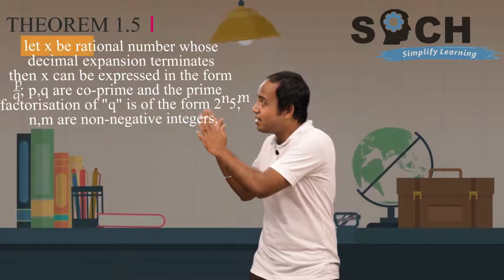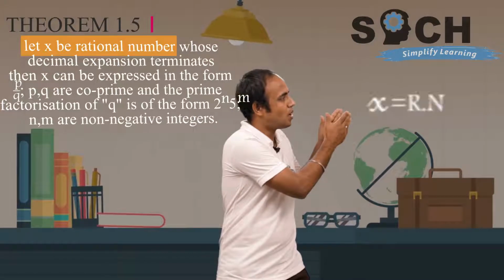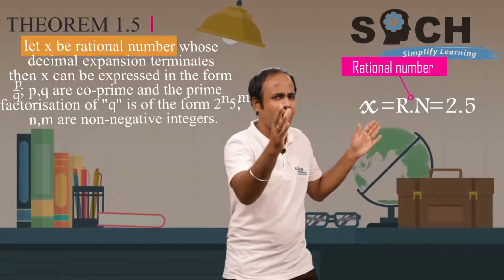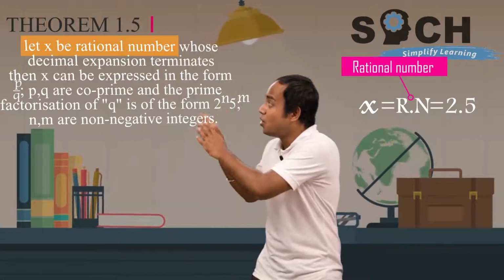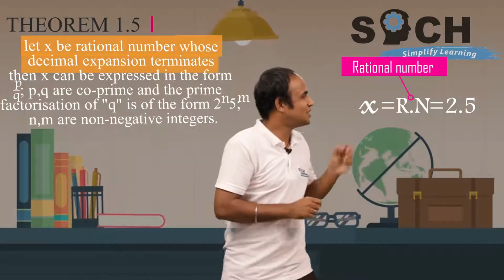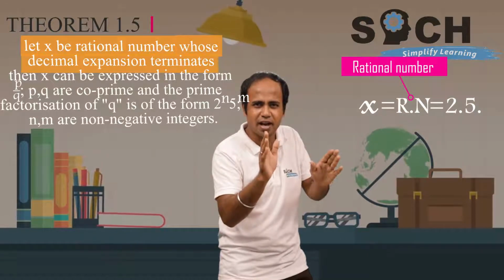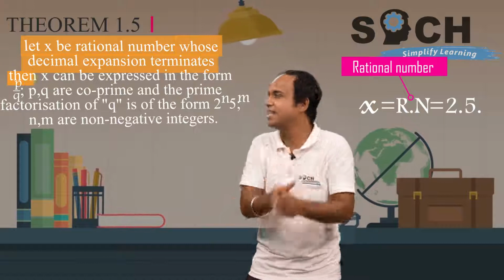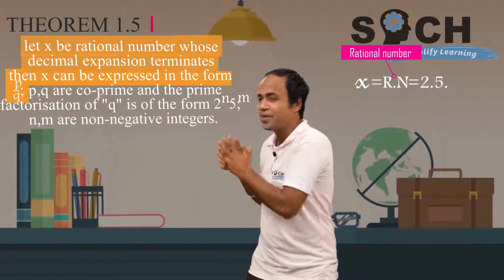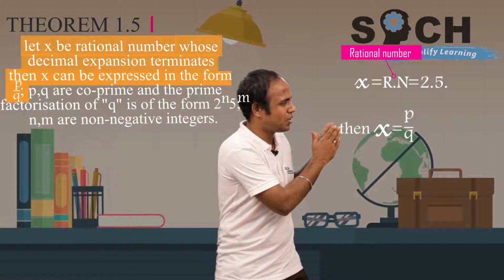Let x be a rational number. So I put x equal to Rn, for rational number, equal to 2.5. Why 2.5? Because it is written whose decimal expansion terminates. So 2.5, it ends there, terminates there after the decimal, right? Then x can be expressed in the form p by q. Now try to understand.